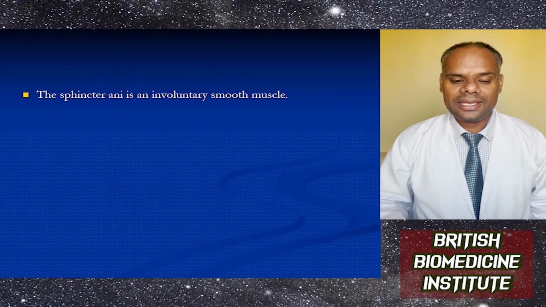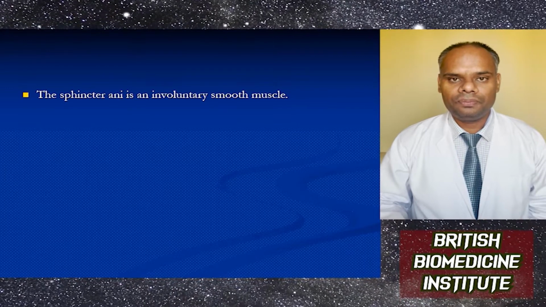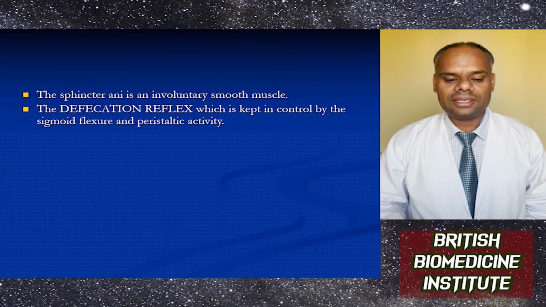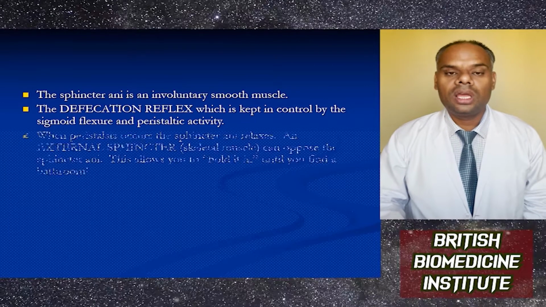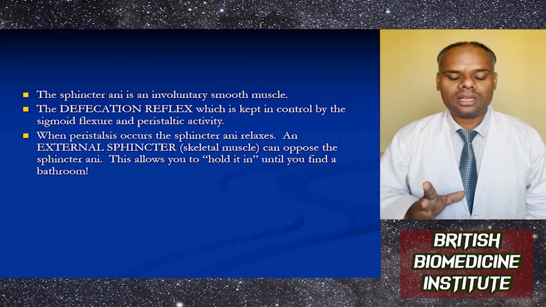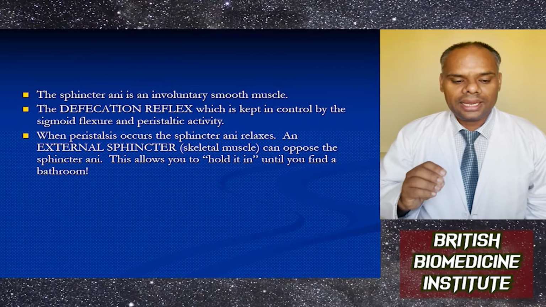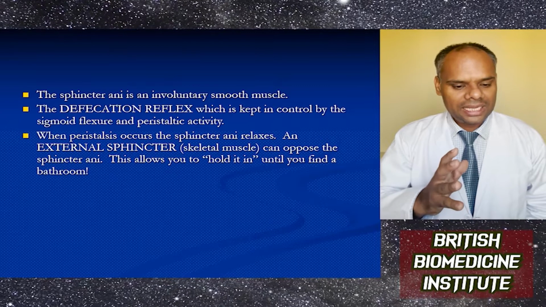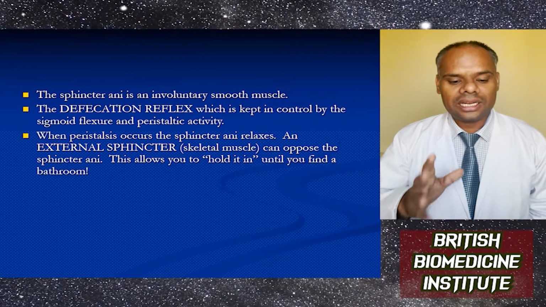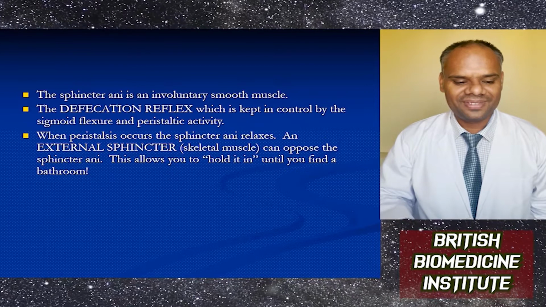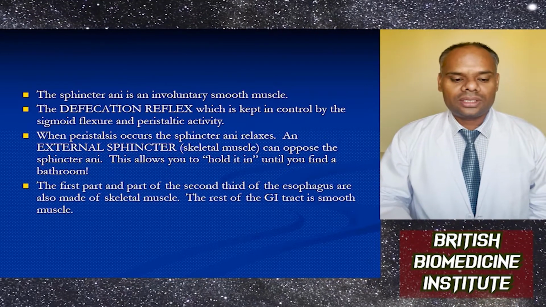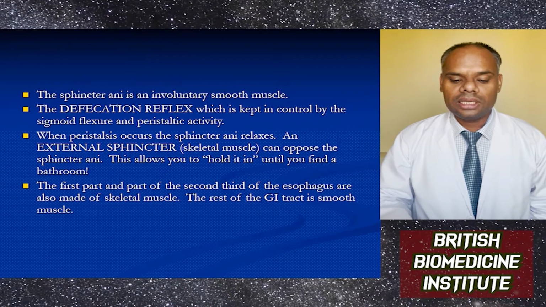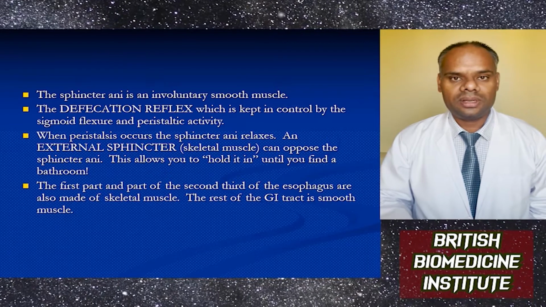The internal anal sphincter is an involuntary smooth muscle. The defecation reflex is kept in control by the sigmoid flexure and peristaltic activity. When peristalsis occurs, the internal sphincter relaxes, and the external sphincter, which is a skeletal muscle, can oppose it. This allows you to hold it in until you find a bathroom. The first part and part of the second and third of the esophagus are also made up of skeletal muscle. The rest of the GI tract is smooth muscle.